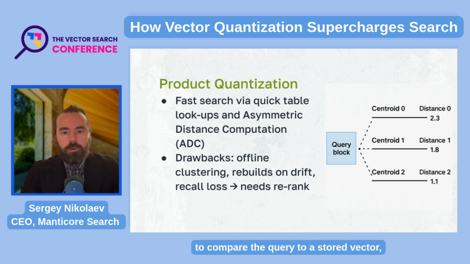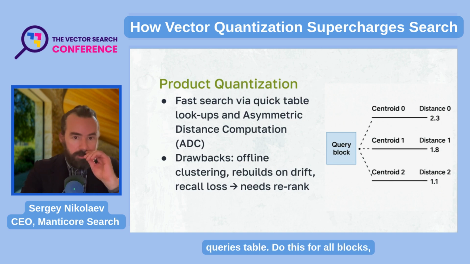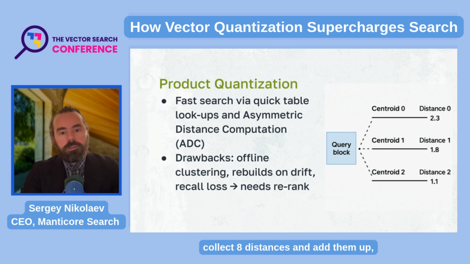Now, to compare the query to a stored vector, we use the centroid IDs that were saved during compression. For each block, the stored vector just says, I'm closest to centroid 42, so we look up the distance to centroid 42 in the query's table. Do this for all blocks, collect 8 distances and add them up. That's your total estimated distance. No big calculations, no need to load large vectors from memory, just a few fast table lookups, and then we sum those 8 numbers. And since the entire lookup table fits in fast CPU cache, the process stays lightning fast.